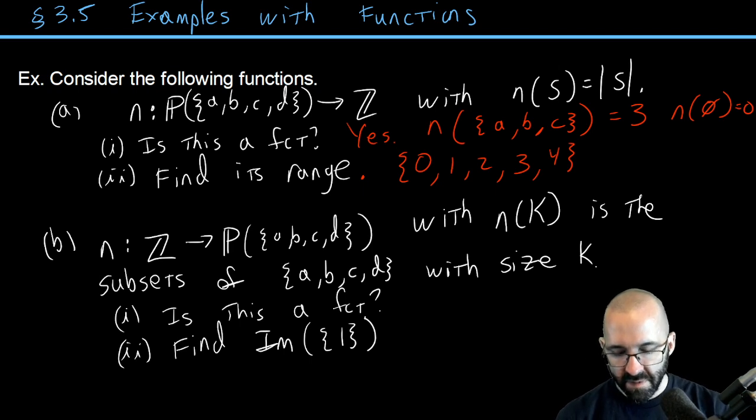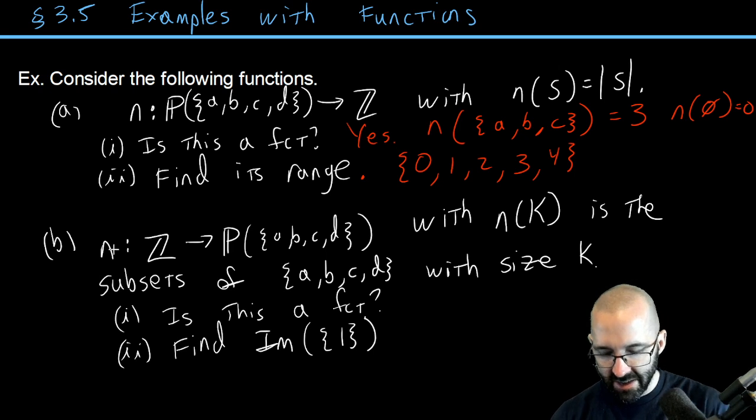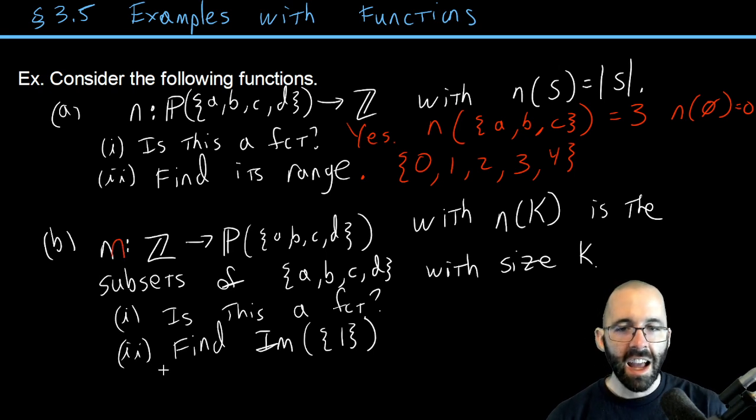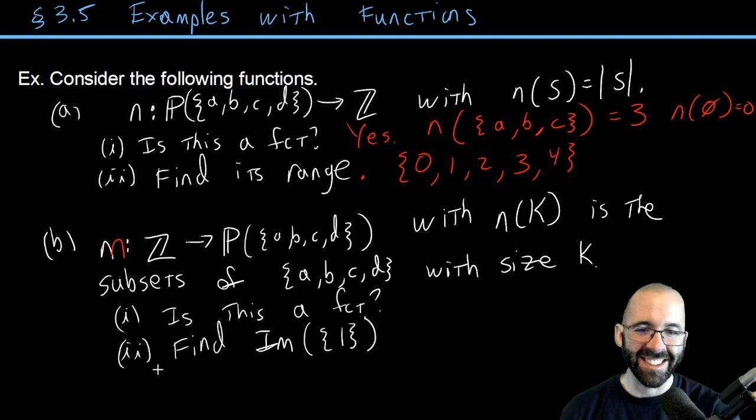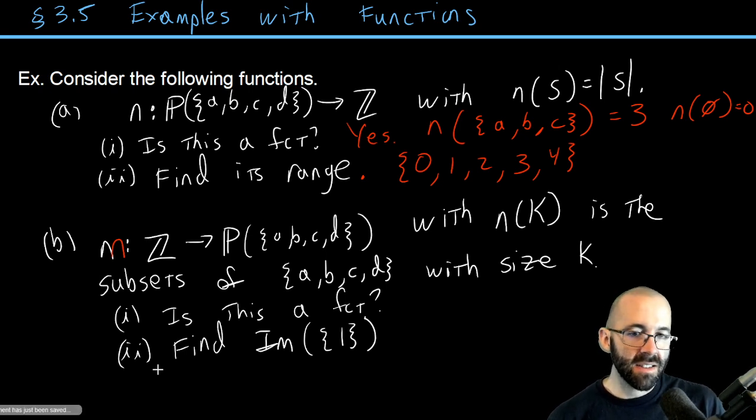All right, let's look at letter B. Very similar. Now let's not call it n maybe. Let's call it M. M is the function that takes an integer and assigns it to a subset of {A, B, C, D}, an element of the power set. M of K is the subset or subsets of {A, B, C, D} with size K.